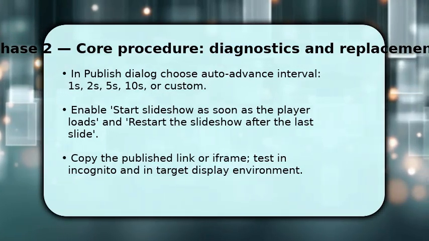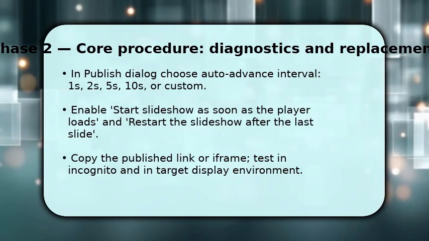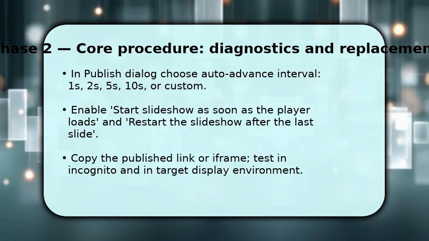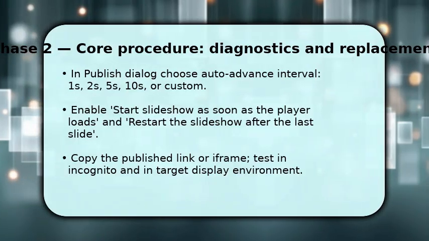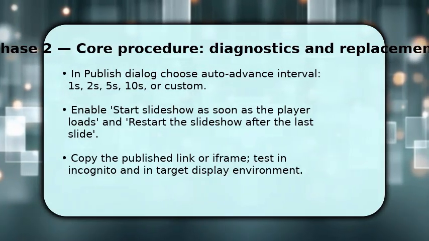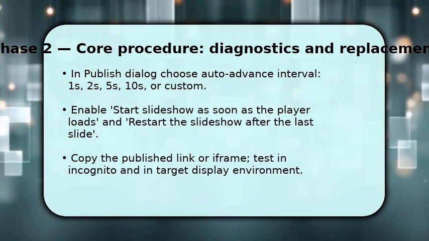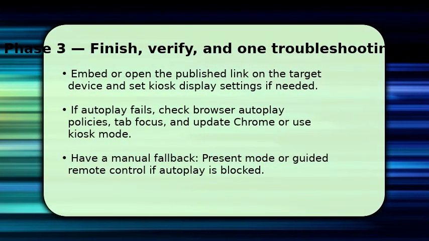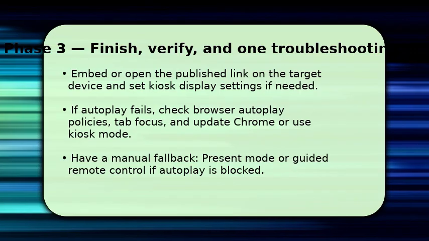Once configured, copy the shareable link or the iframe embed code for kiosks or websites. Then, test the published version in an incognito window, and on the exact device or browser the audience will use to confirm behavior. Finish by placing the published link or embed into the target display, and configure the device for uninterrupted presentation. Kiosk mode or a dedicated Chrome profile works well.